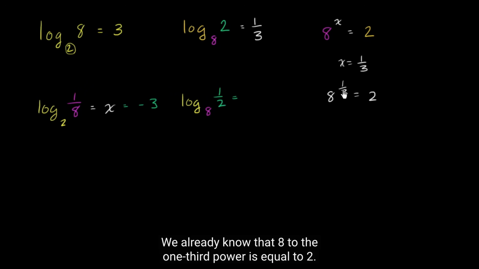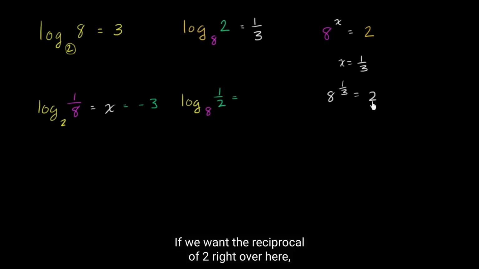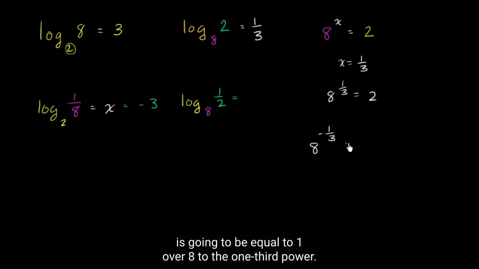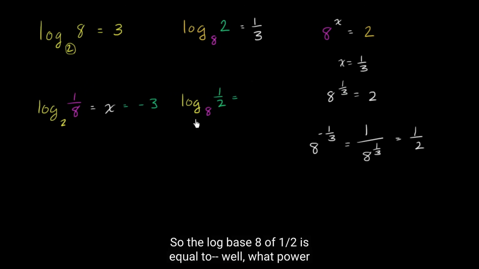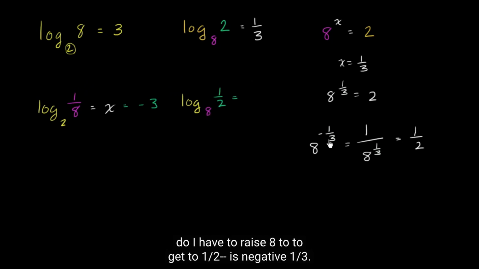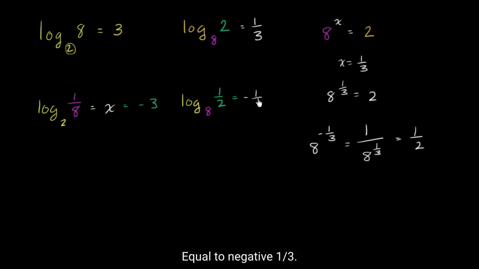We already know that 8 to the 1/3 power is equal to 2. If we want the reciprocal of 2 right over here, we have to just raise 8 to the -1/3. So let me write that down. 8 to the -1/3 power is going to be equal to 1 over 8 to the 1/3 power. And we already know the cube root of 8, or 8 to the 1/3 power, is equal to 2. This is equal to 1/2. So the log base 8 of 1/2 is equal to the power I have to raise 8 to get to 1/2, which is -1/3. I hope you enjoyed that as much as I did.